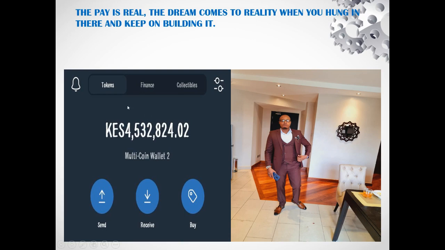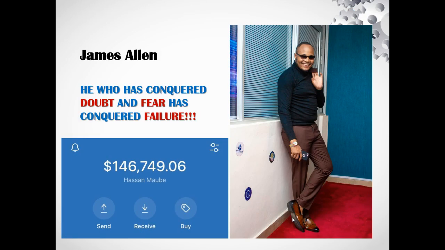I remember this was the first time I was touching 4.5 million shillings, which is around $4,500, for the first time. And I had to purchase a very good suit to feel that I was doing something I was really, really proud of myself for. During the last bull run, I was able to make around $146,000. And James Allen usually says, "Who has conquered doubt and fear has conquered failure." If you conquer doubt and you conquer your fear, success is ultimate.